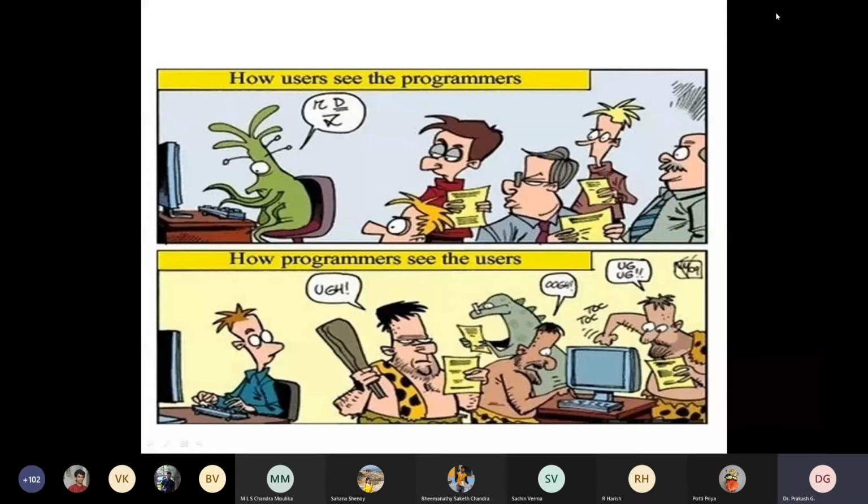Now how the programmers see the users, that is also the case. The programmers are just developing the application in a particular format or style, but the users do not know that format. They may be using it in some different ways, in an unorganized way. That is how the programmers look at the user. They may wonder, I developed it like this, why are they using it like this? So normally it will happen. Now we shall see this case study.